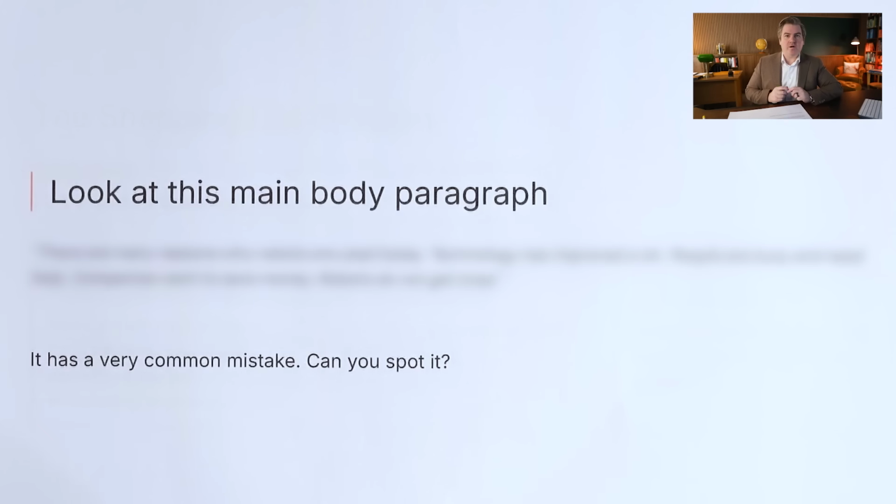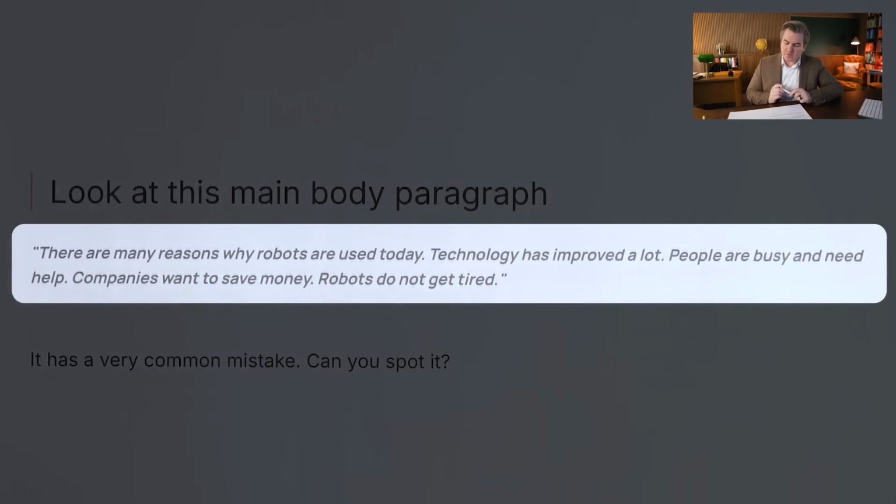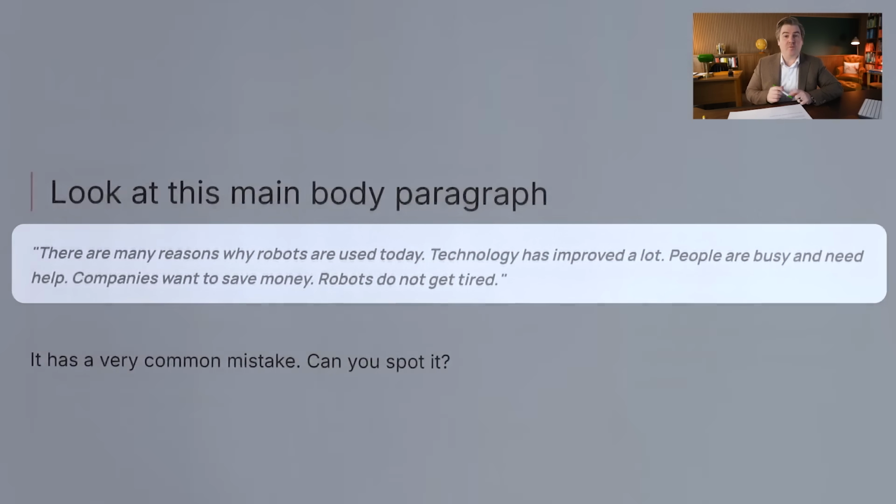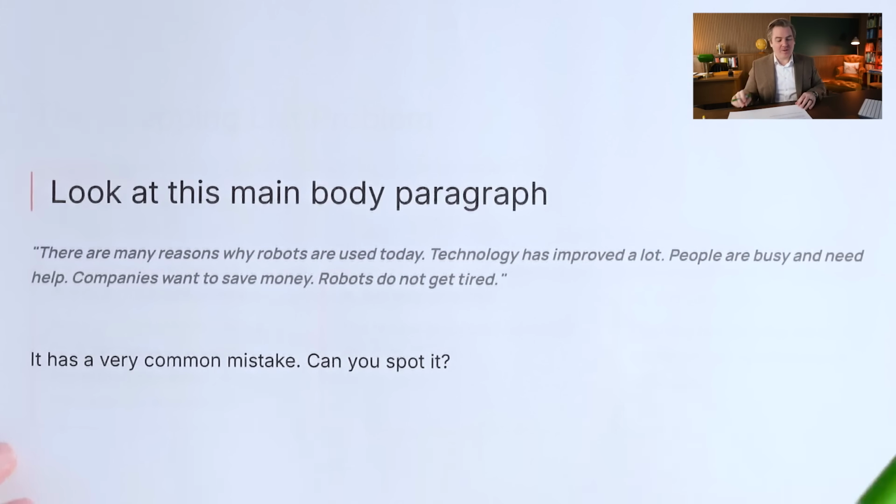Let's look at one of our VIP students' main body paragraphs for this question. I'll read it to you. You have a think about it. What do you think is the big mistake here? So there are many reasons why robots are used today. Technology has improved a lot. People are busy and need help. Companies want to save money. Robots do not get tired. Did you spot the problem?